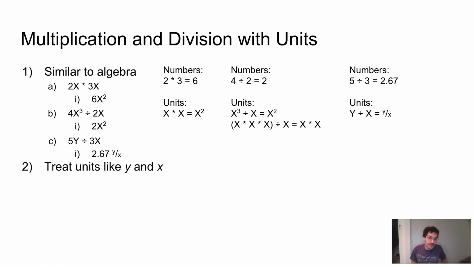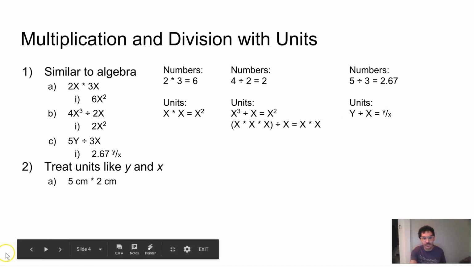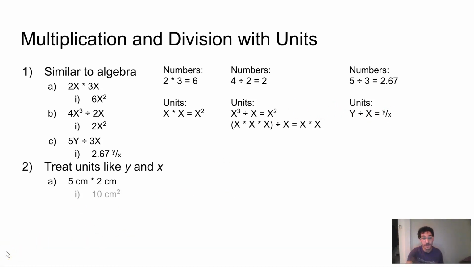Well, we're going to do basically the same thing when we're dealing with units. We're going to treat them like y or x. So an example here, if I've got 5 centimeters times 2 centimeters, why don't you pause the video and think about what would the appropriate answer for that be? Well, let's get the answer first. The answer is 10 centimeters squared.